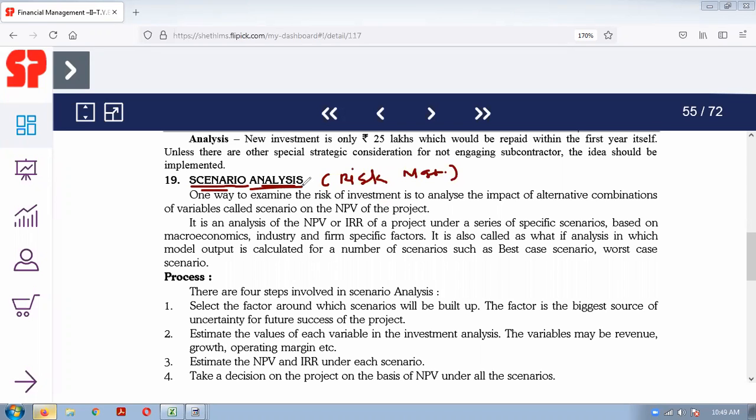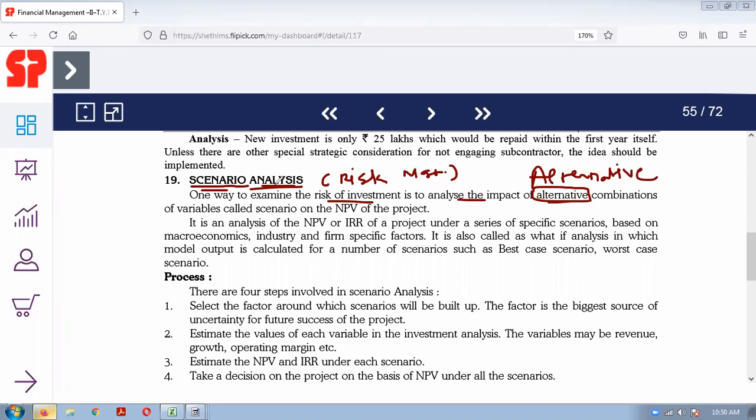Scenario means what? Scenario means alternatives. Okay. Scenario means what? Alternative situations. So one way to examine risk of investment is to analyze the impact of alternatives. See, they also call it as alternative. Scenario means alternative situations which may arise while doing the capital budgeting decision.